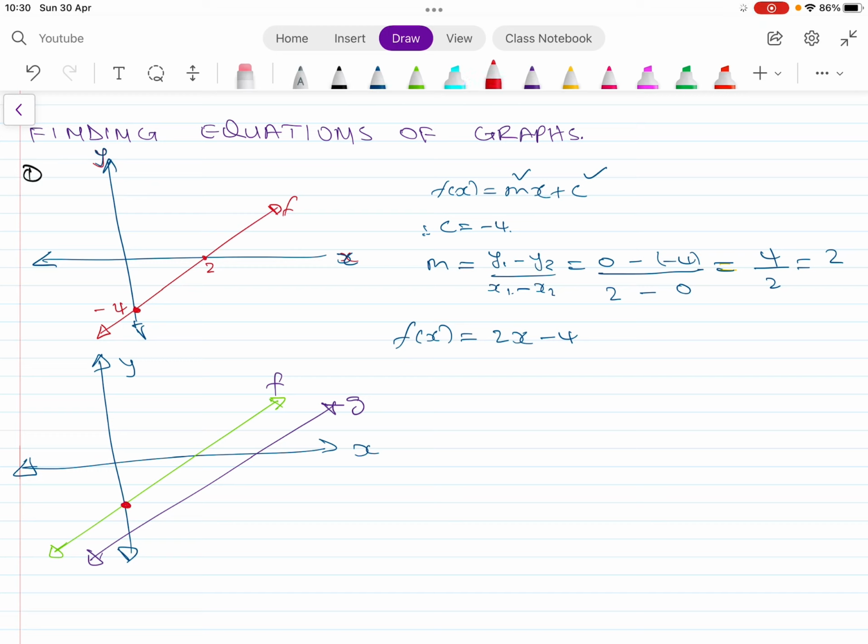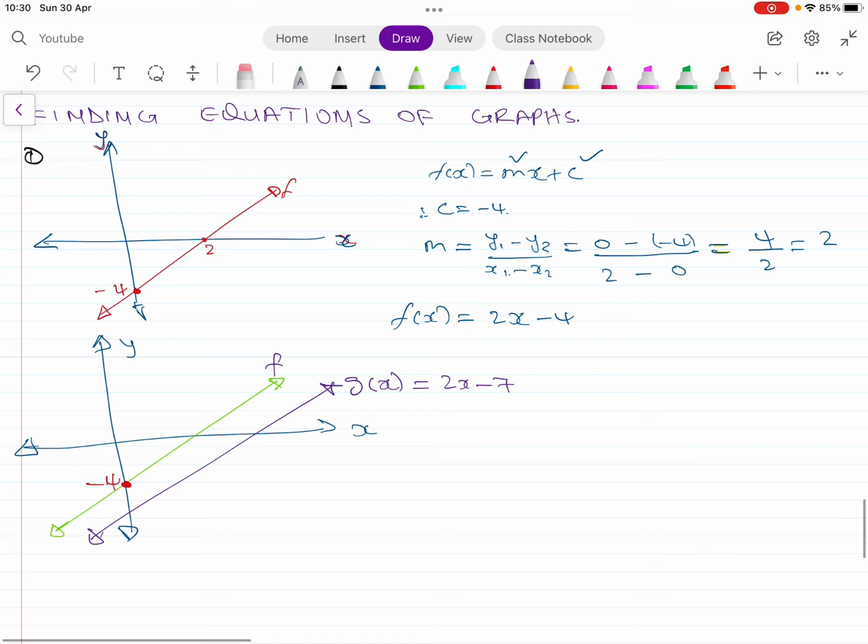Suppose for f, it intersects with the y-axis at negative 4, but for g, we don't know the coordinates of the intersection. However, we know the equation of g is g of x equals 2x minus 7. Suppose you have that, and you are now required to determine the equation of f from this scenario. But they told you that f and g are parallel to each other.